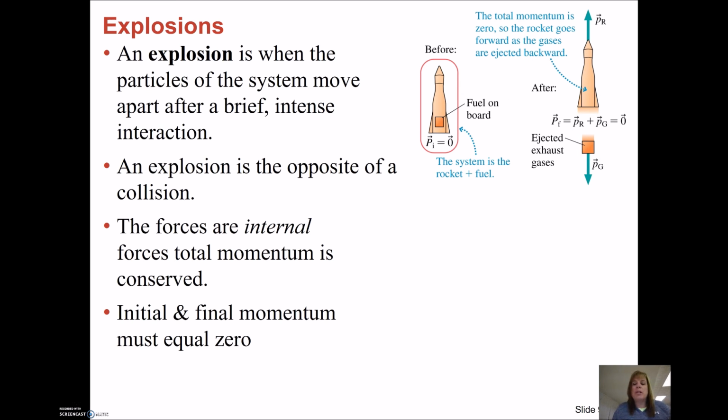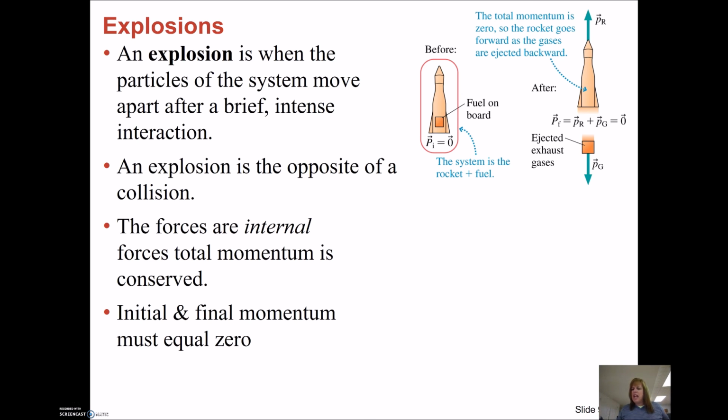Now, another type of collision is really the opposite of that. It's called an explosion. And in an explosion, we're starting off with an object at rest, and so that means it has zero initial momentum. And if there's an explosion and they move apart from each other, the law of conservation of momentum applies, because now these forces are all internal forces, forces within my system, right? Sometimes they're within the object, like my rocket here. Momentum will be conserved, which means the final momentum has to equal zero.